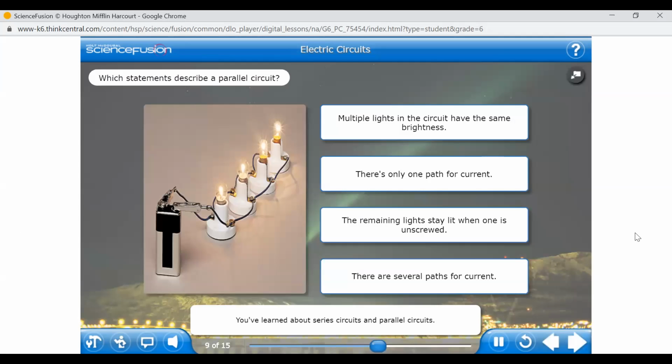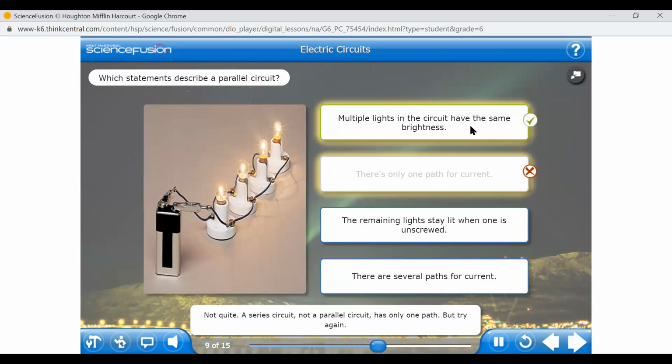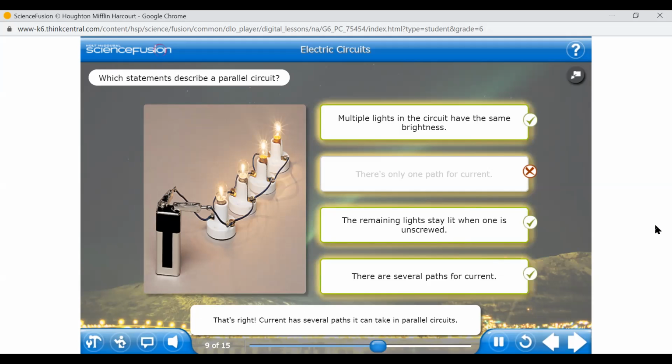You've learned about series circuits and parallel circuits. See if you can identify which of the statements describes a parallel circuit. Click all of the correct answers. Not quite. Way to go! If there's more than one light in a parallel circuit, they have the same brightness because voltage in a parallel circuit is the same in each branch. You got it! If one light in the parallel circuit is unscrewed, the remaining lights stay lit. That's right! Current has several paths it can take in parallel circuits.